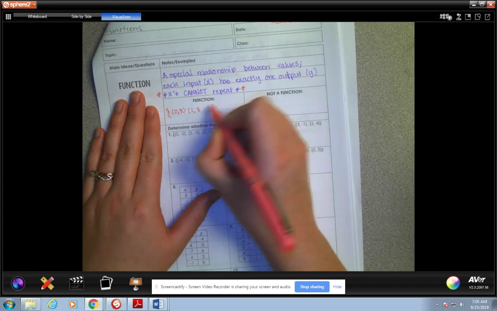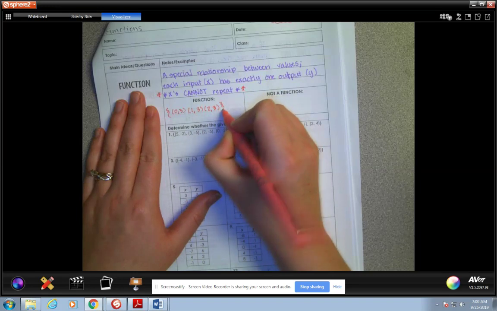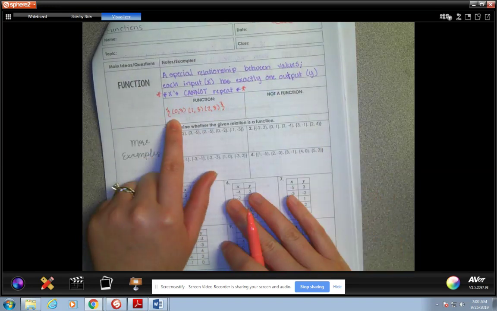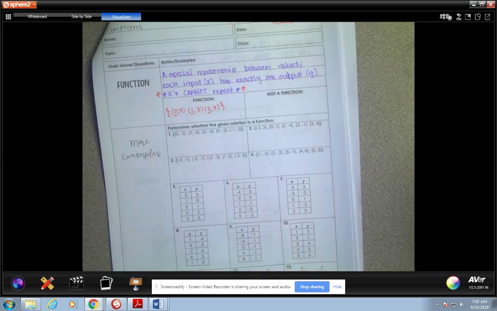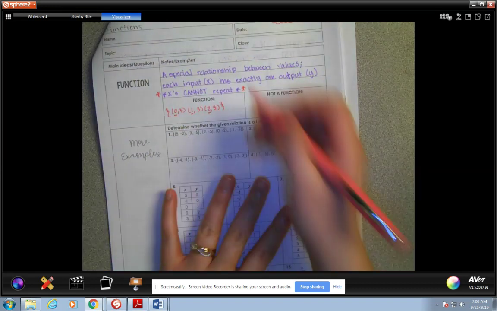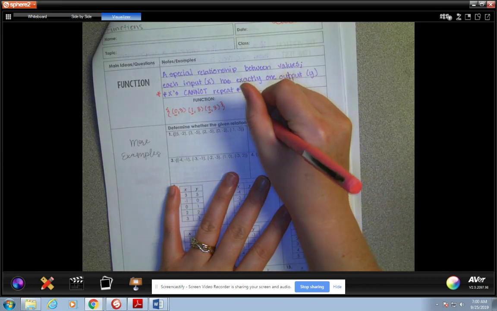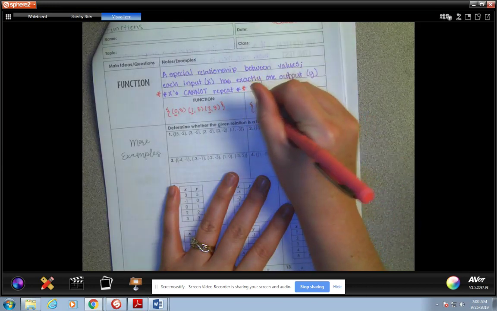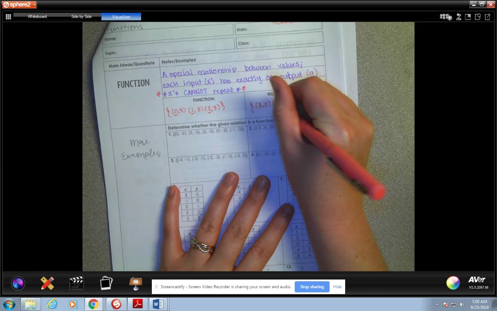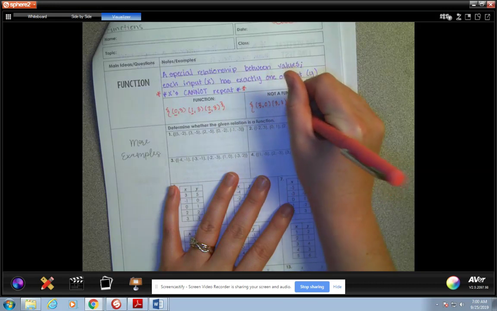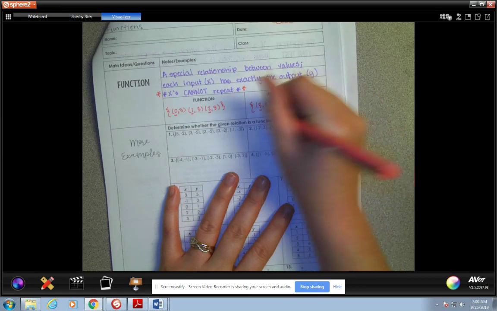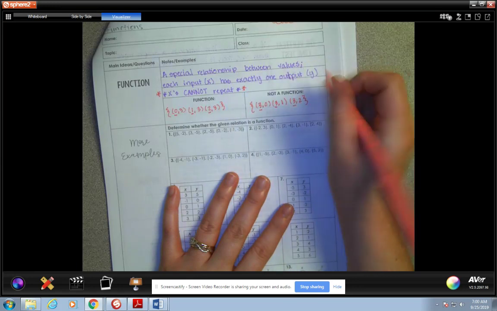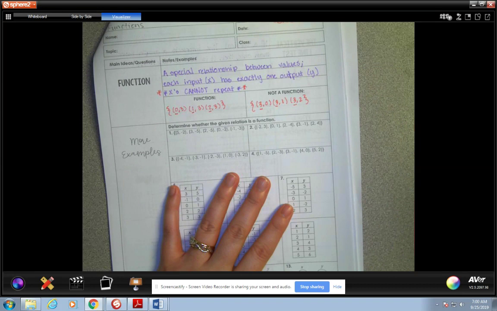So for instance, if I have a set of ordered pairs like (0, 3), (1, 3), and (2, 3), what you're looking for is the x values not to repeat. So you're looking at 0, 1, and 2. Those do not repeat, so we're good to go. But now, say I had a set of ordered pairs like (3, 0), (3, 1), (3, 2). You see how those threes repeat? So this means not a function. Okay, and that's the difference there.